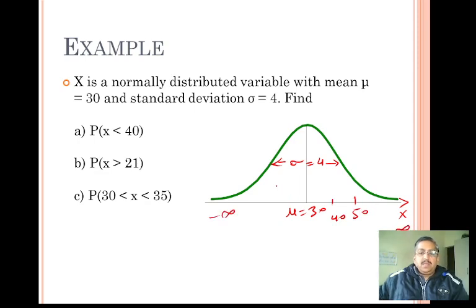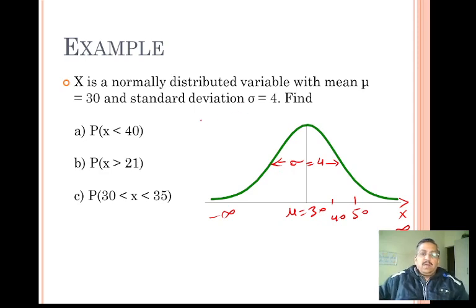The normal distribution curve will extend to minus infinity and plus infinity without ever meeting the axis. But we have also seen in the properties that the total area is equal to 1. But here we have many values of x, that is x equals 40, x equals 21, then x equals 35, then x equals 30.